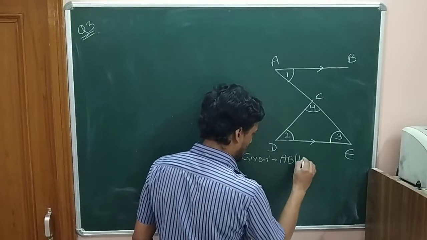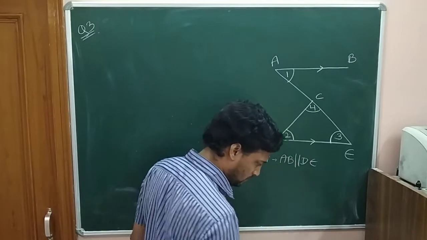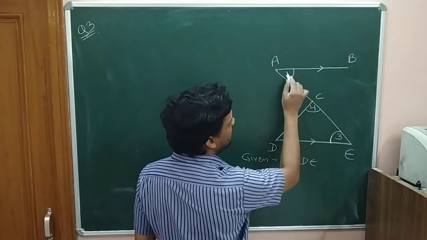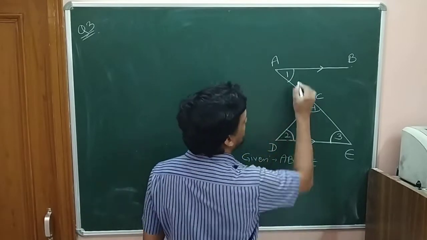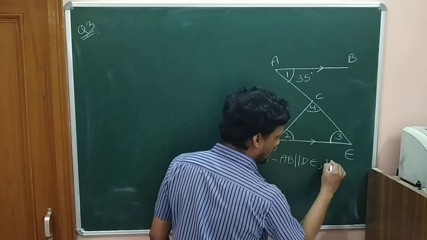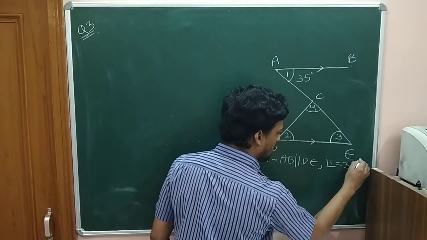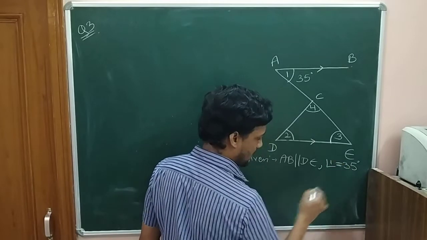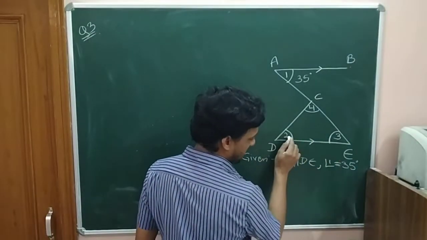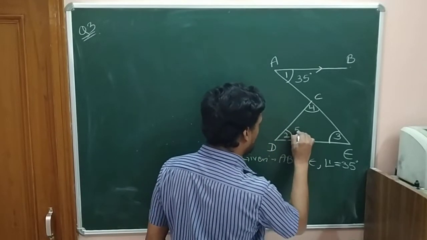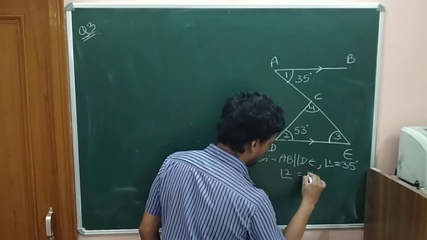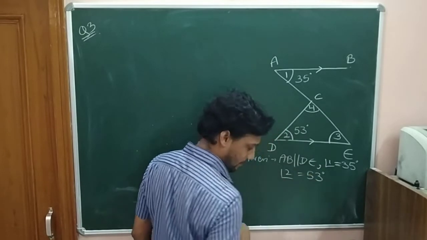AB parallel to DE. And angle BAC means angle 1. Angle 1 is equal to the given 35 degrees. Angle 1 equals 35 degrees. CDE means angle 2. Angle 2 is given as 53 degrees.